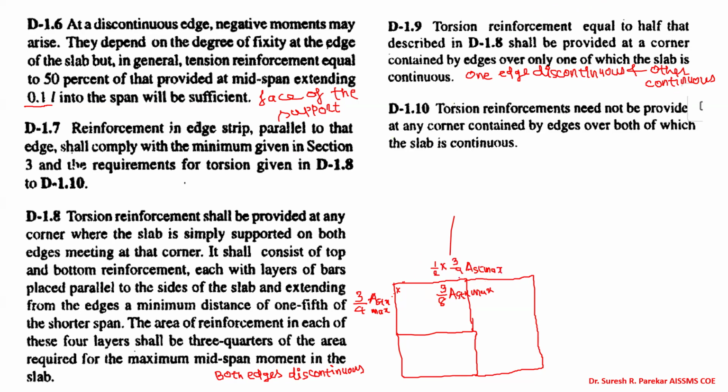And when both edges are continuous, so this edge continuous, this edge continuous, no torsion reinforcement, because torsion developed from both sides will be balanced, and therefore we are not going to provide any torsional reinforcement. Both edges continuous.